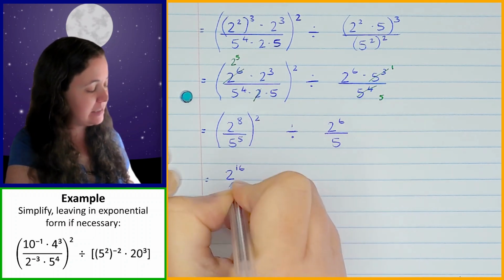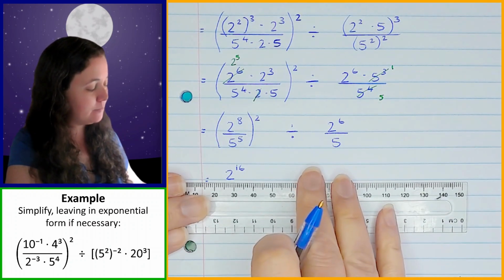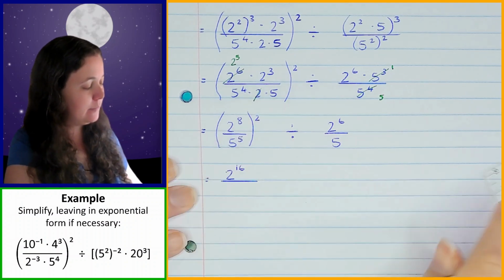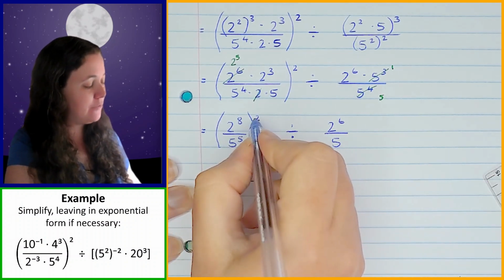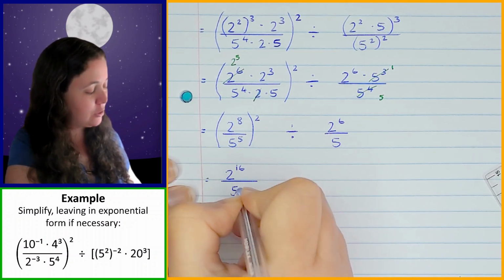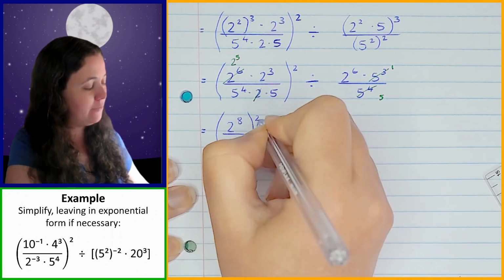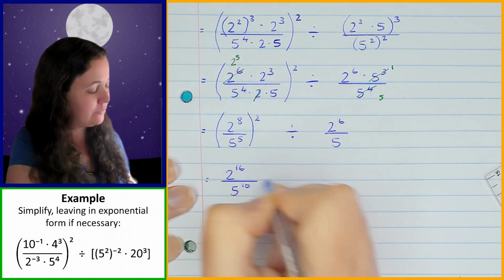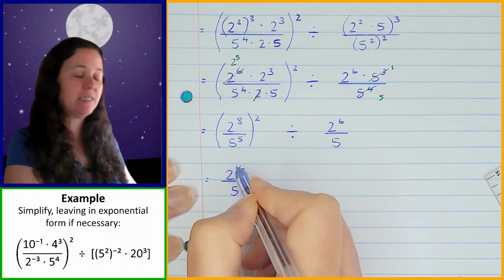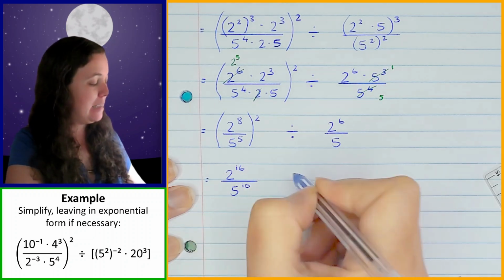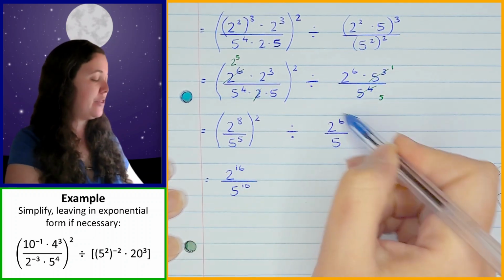So that's 2 to the power of 16 over 5 to the power of 5 squared. The base stays the same, so still 5, and then I multiply the 5 by 2, and that gives me 10. So it's 5 to the power of 10. So I've got 2 to the power of 16 over 5 to the power of 10. And then I'm going to be dividing by this fraction over here.